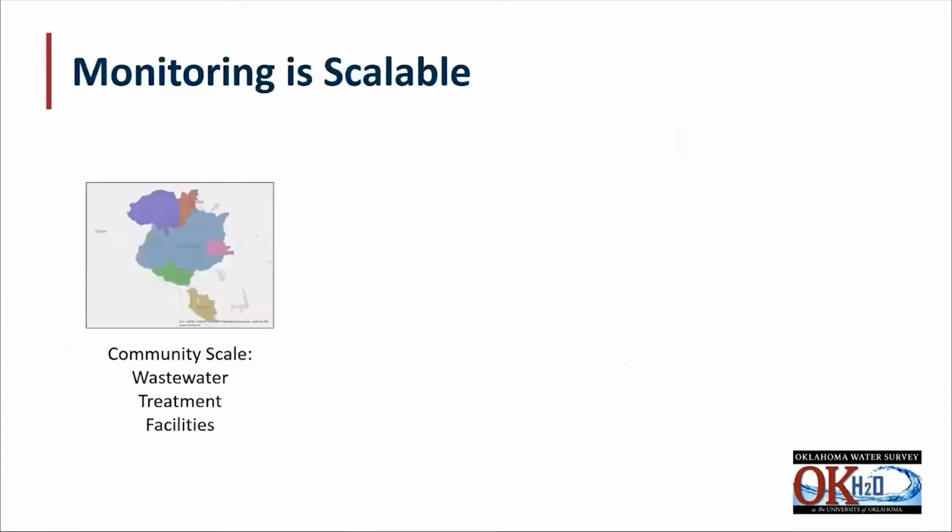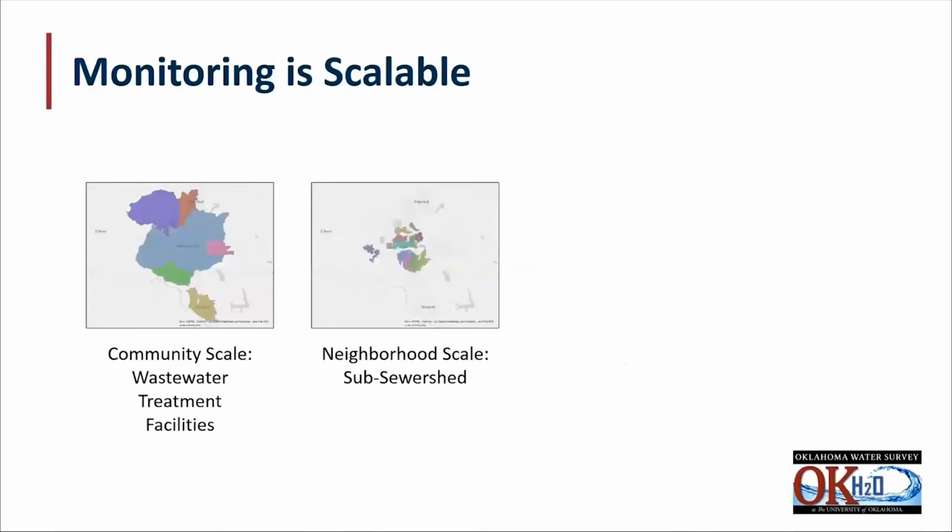So the next thing that's already been mentioned a little bit is monitoring is scalable. So you may be doing wastewater treatment plant facilities. This map shows some facilities in central Oklahoma that we've monitored over the last couple of years. That's looking at community level. You may also be doing neighborhoods.